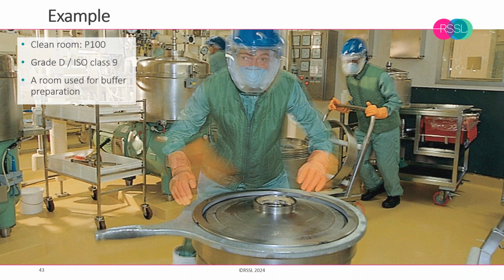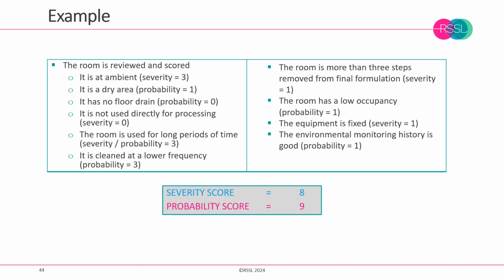So if we take a clean room, and just for the sake of argument, we call this room number 100, and it's a grade D room. And in this grade D room, there are some chemicals that are being prepared. So we need to score the room based on the 10 risk factors that we've looked at. So with this room 100, it's an ambient room, so it's at room temperature.